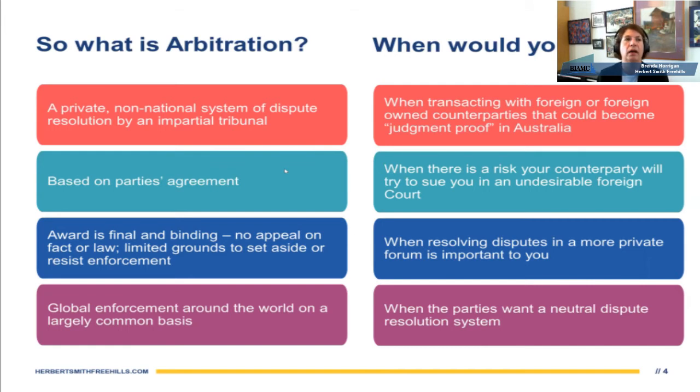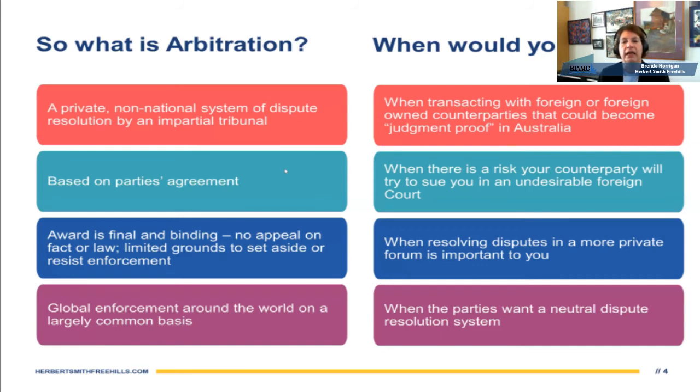So if you are in a situation, in a transaction where you have money crossing a border, as a general rule, you're going to want to use arbitration because you will want an award that is enforceable in multiple jurisdictions. Similarly, you would use it when there's a risk that your counterparty will try to sue you in an undesirable foreign court. So if you want to avoid the courts of your counterparty's jurisdiction, you often will want an arbitration clause, and we'll come on to why that works in a moment.